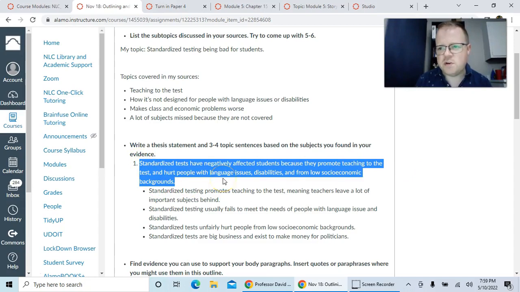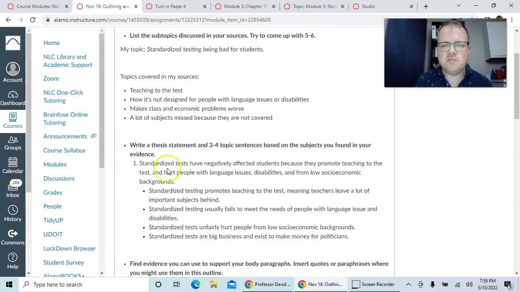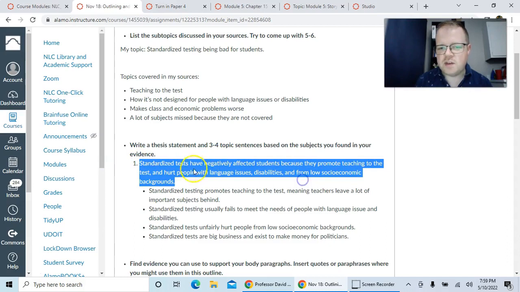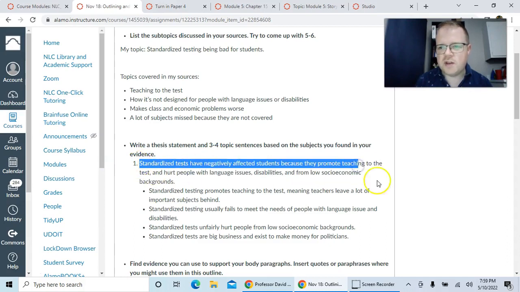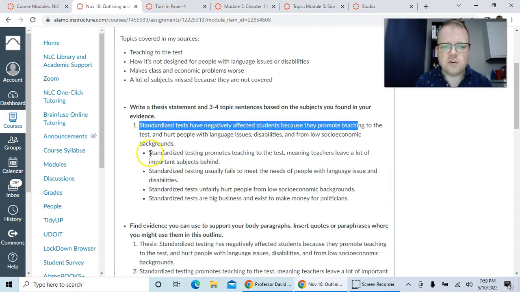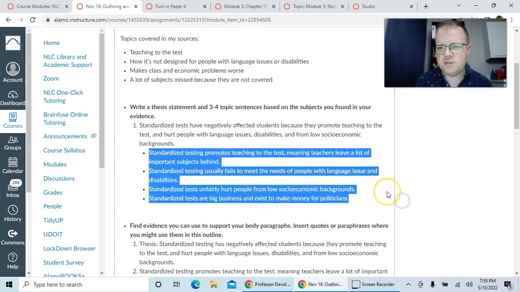It doesn't even have to be an argument. It could be just an informative thesis that's doing the same thing, but you're still saying what's true and why. And then for your topic sentences, each one of these is just stating very clearly what that paragraph is going to be about, what the main idea of that paragraph is.